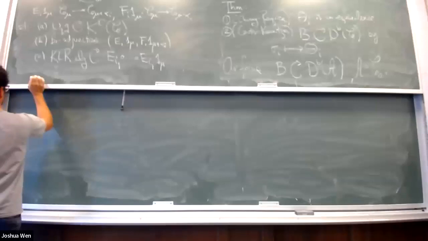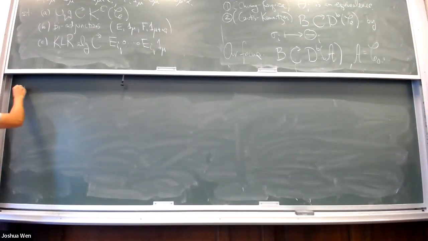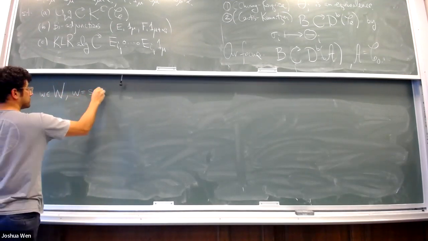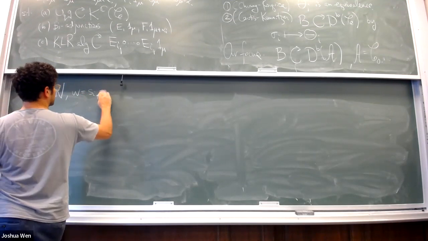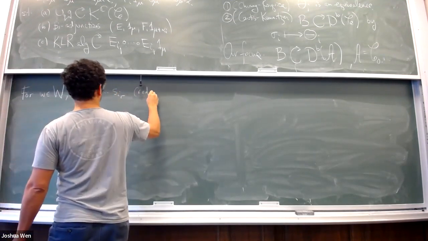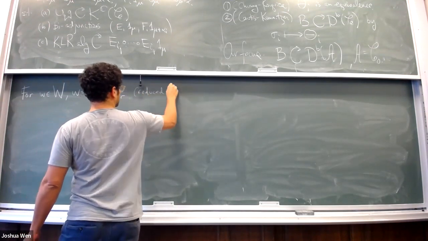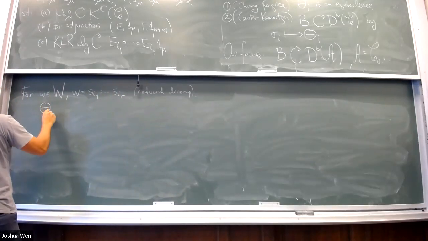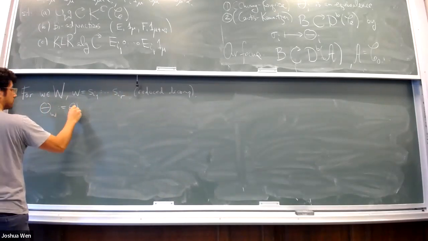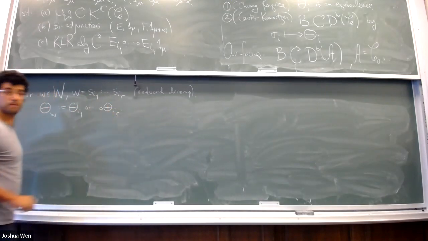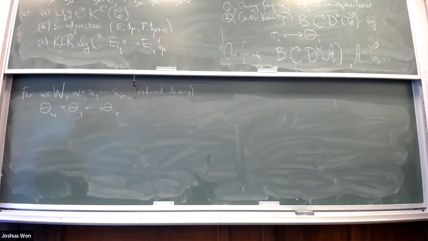Okay, so now, for an element W in my braid group of W, with reduced decomposition, say S_i1 through S_ir, so reduced decomposition, I can define theta sub W as the corresponding composition of rickard complexes. Okay, this is defined up to isomorphism.